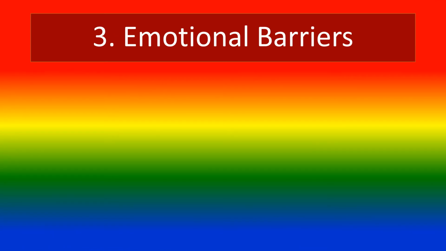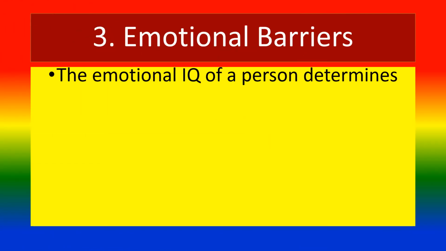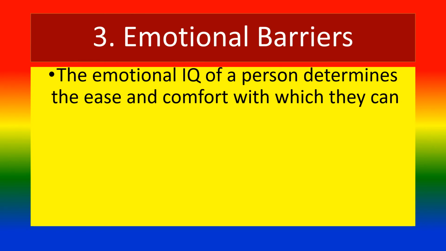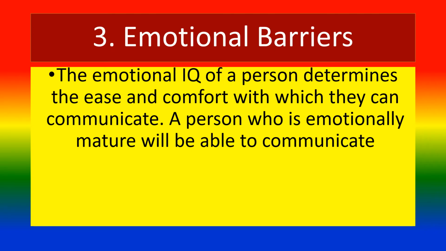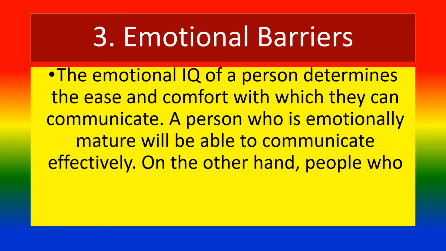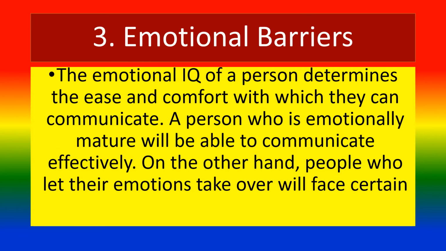Three, emotional barriers. The emotional IQ of a person determines the ease and comfort with which they can communicate. A person who is emotionally mature will be able to communicate effectively. On the other hand, people who let their emotions take over will face certain difficulties.